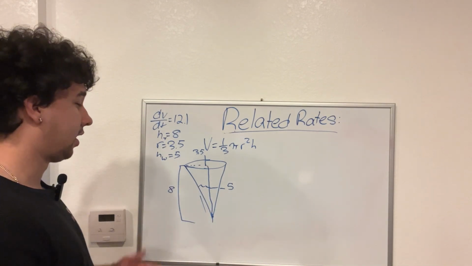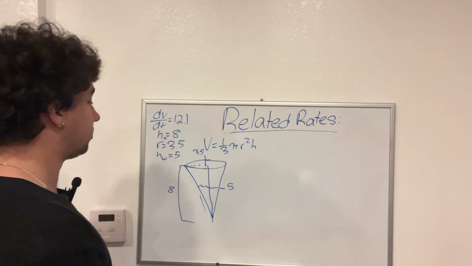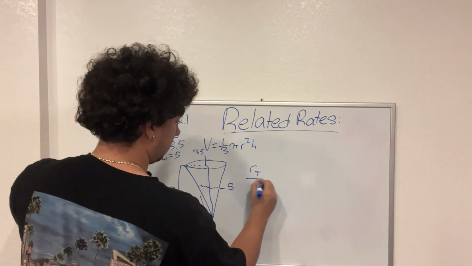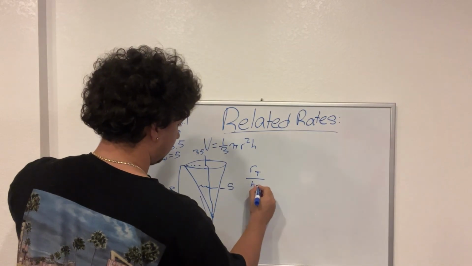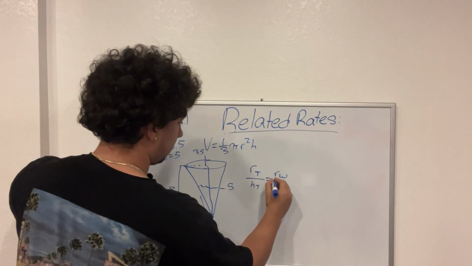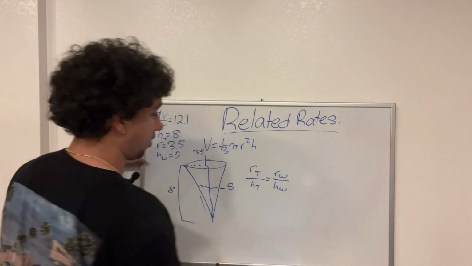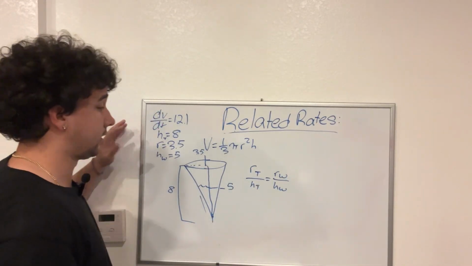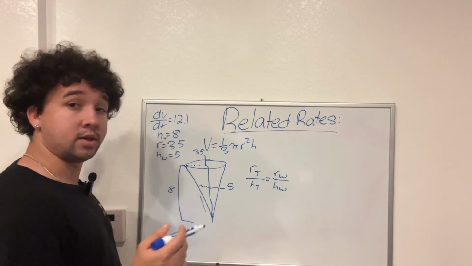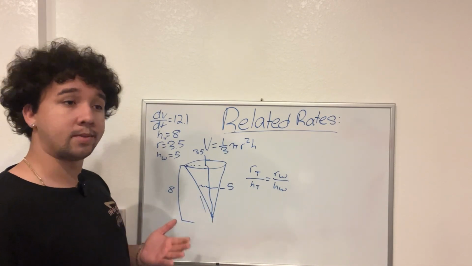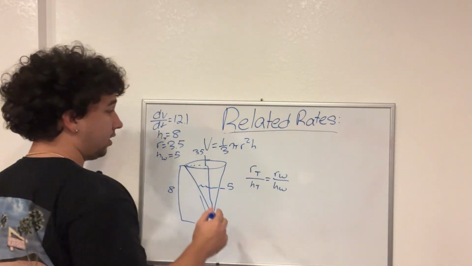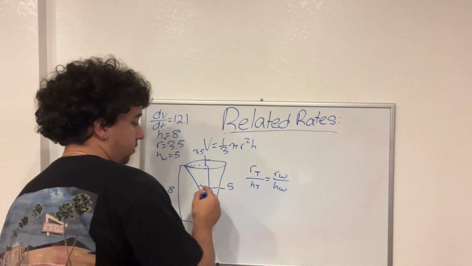So in other words, I can use similar triangles. I can do the radius of the total over the height of the total is equal to the radius of the water over the height of the water. I'm setting up this similar triangle idea. Remember, in order to solve an equation, I need everything plugged in other than what I'm solving for. I'm solving for dH/dt. I'm given the height, and I'm given the radius of the whole thing. The only thing I'm not given is the radius of the water level right here.